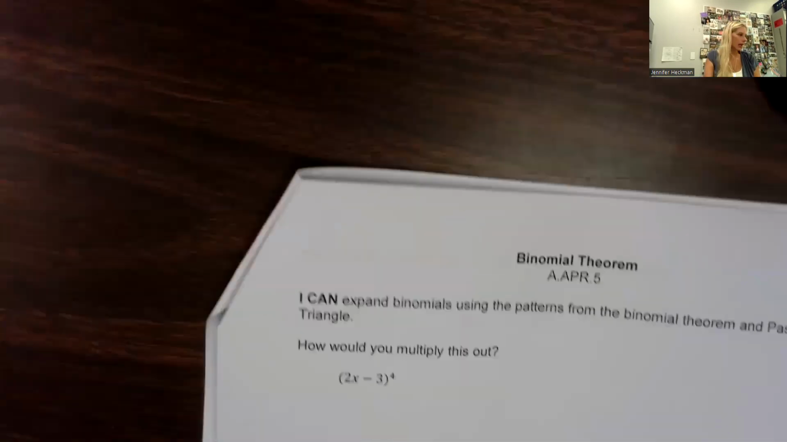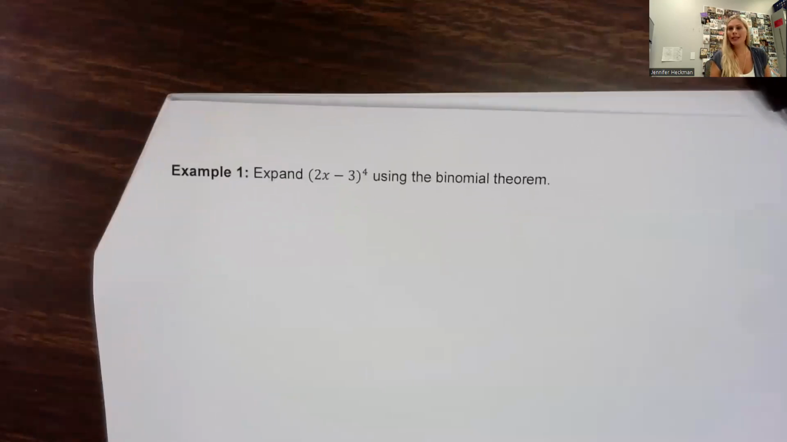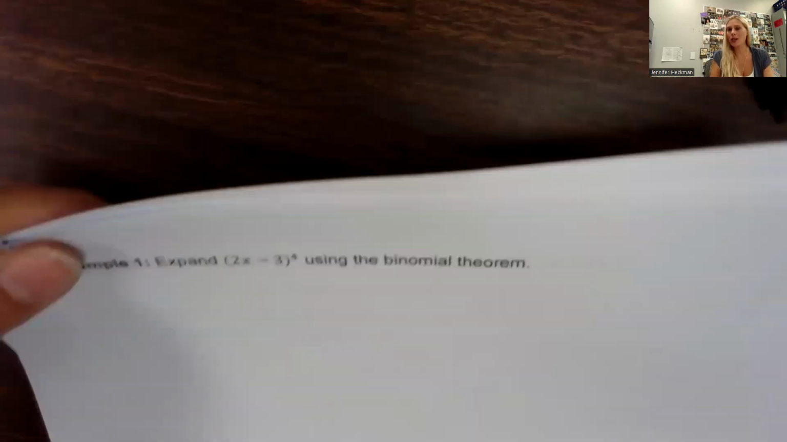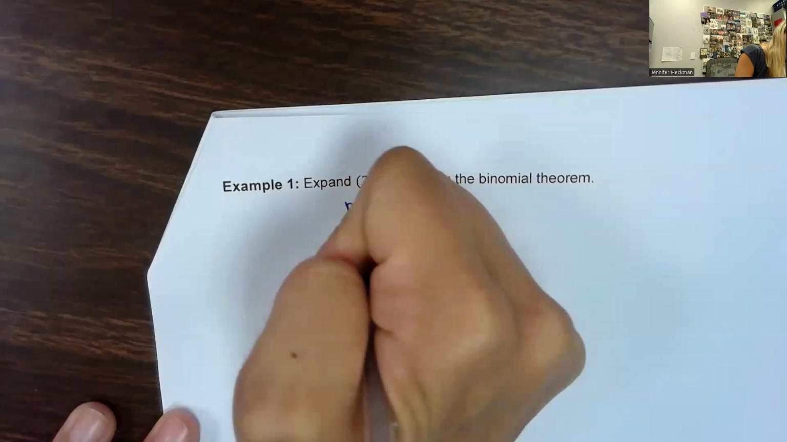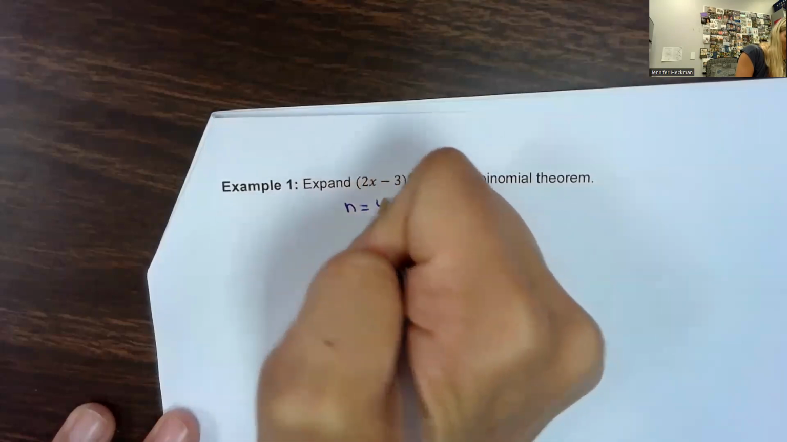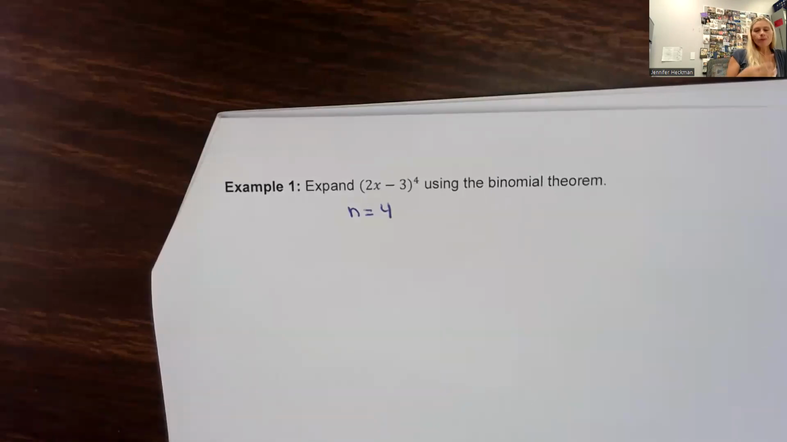Okay, so let's actually do an example. I think I have 2 examples for us to look at. We are going to do the example we did at the beginning, where I had to do it the long way. So let's see how this works. The first thing I want to point out is that the exponent is 4. So in your Pascal's triangle, go back to the other page and look where n equals 4.